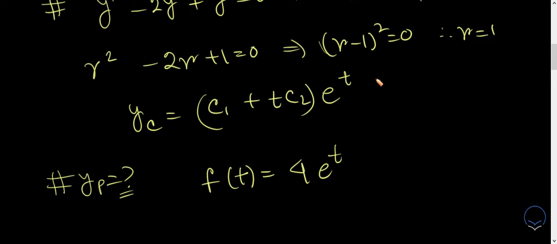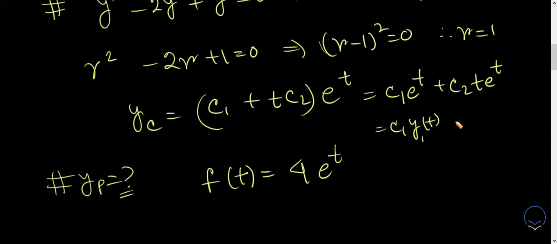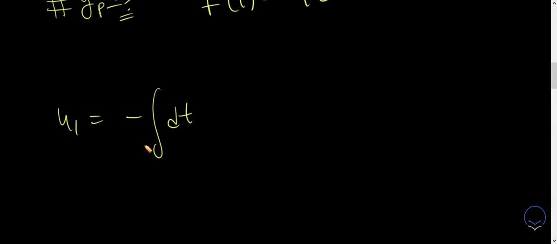The way to recognize y2 is as follows. If you write c1 e to the power t and c2 t e to the power t, this can be written as c1 y1 of t and c2 y2 of t. So if you compare these two parts, y2 is just t times e to the power t, and y1 is just e to the power t. But to evaluate this integral, we also need the Wronskian. So let's first evaluate the Wronskian, and then we'll go on finding the full solution.